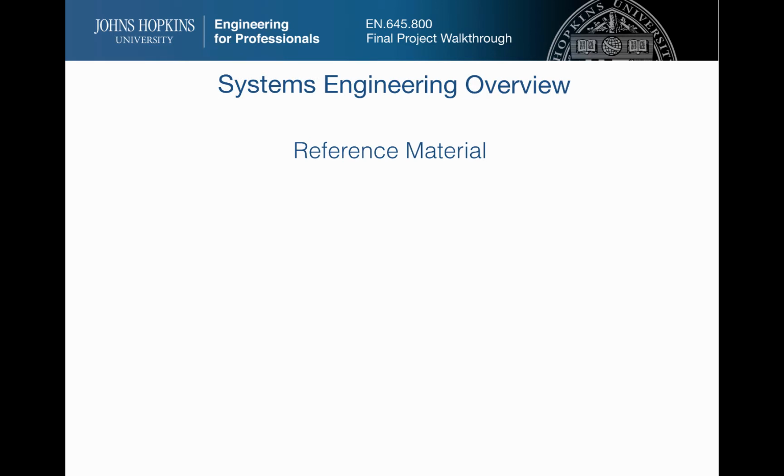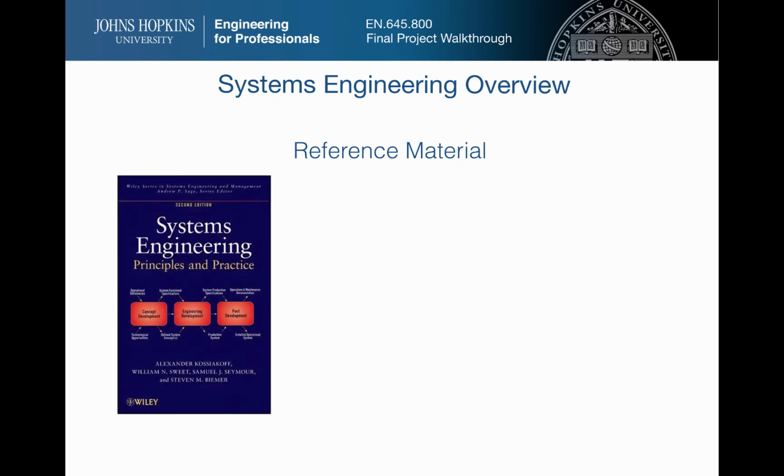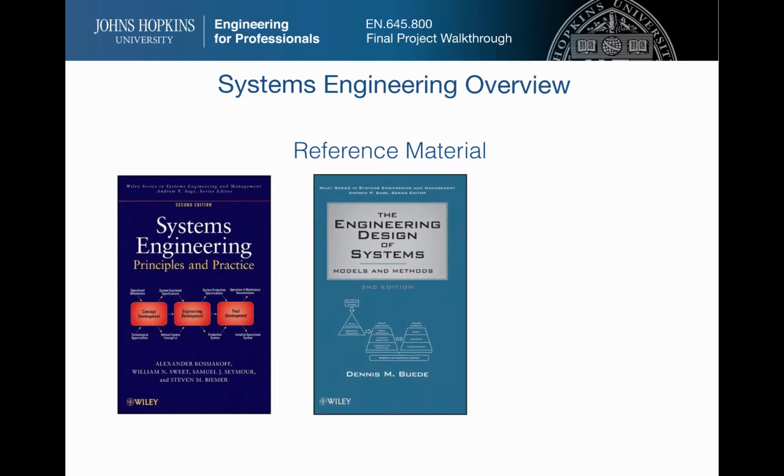Let's switch focus to a quick systems engineering overview. Throughout this walkthrough, I'll be referring to the three primary sources for the tools and techniques that I use to develop my system. The first and most obvious source is the second edition of the Systems Engineering Principles and Practice book by Kossiakoff, Sweet, Seymour, and Biemer. This is one of the greatest resources for systems engineering. It's built upon years of practical experience in the real world and is a very valuable resource. The second source is the second edition of Engineering Design of Systems: Models and Methods, by Dennis M. Buede. This was the textbook for your conceptual development course, which is the phase that this project will primarily revolve around. This textbook provides a bit more in-depth look at systems modeling, which is what we will be performing as we develop our system architectures and our deliverables.